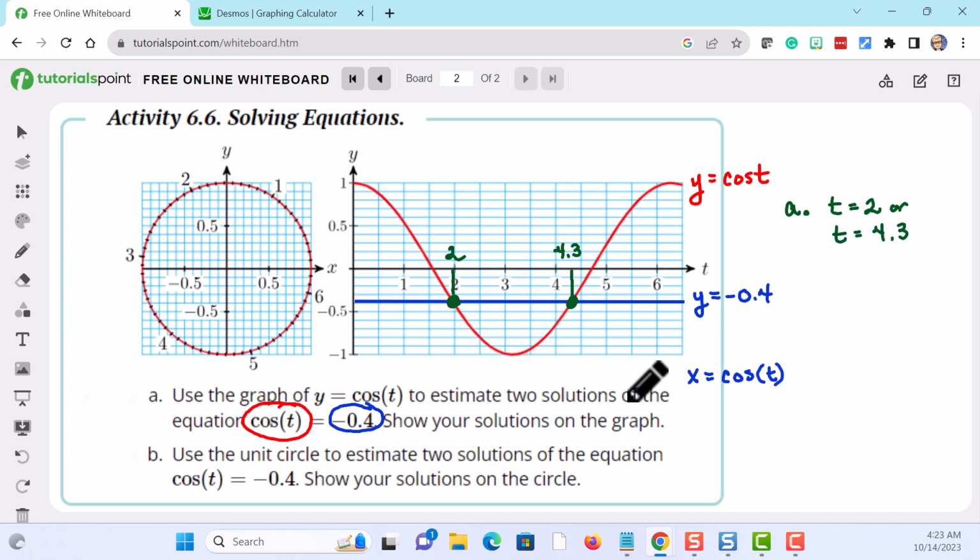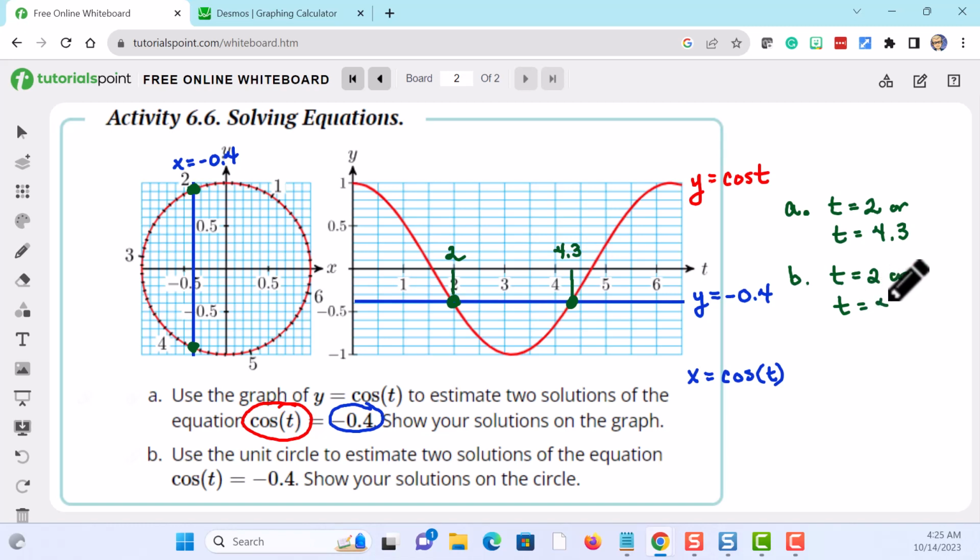So what we'll want to do is to sketch a vertical line at x is equal to negative 0.4. Now that we've sketched x is equal to negative 0.4, we just have to determine where it intersects the unit circle. The first place it intersects the unit circle is at 2, and the second place is down here near the bottom of the circle, and it looks like it's at about 4.3. So we get exactly the same values as we got before, just thinking about it in a little bit different way. So for part B, exact same solutions. t is equal to 2, or t is equal to 4.3.